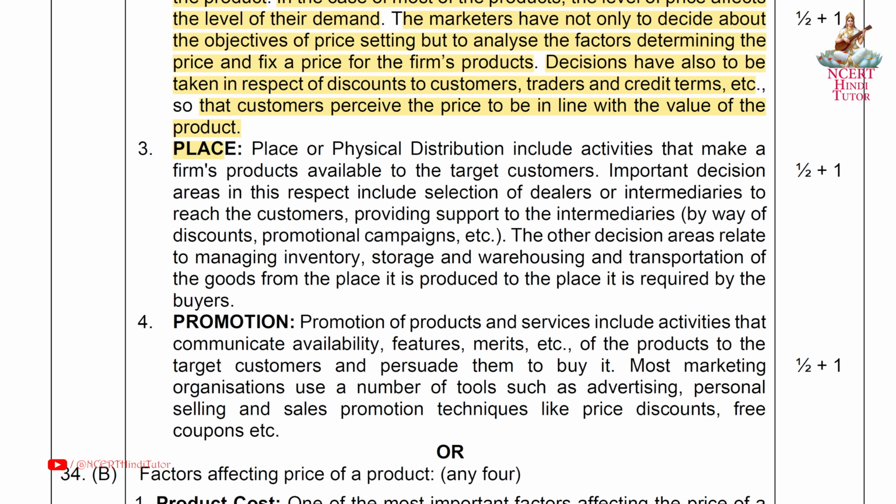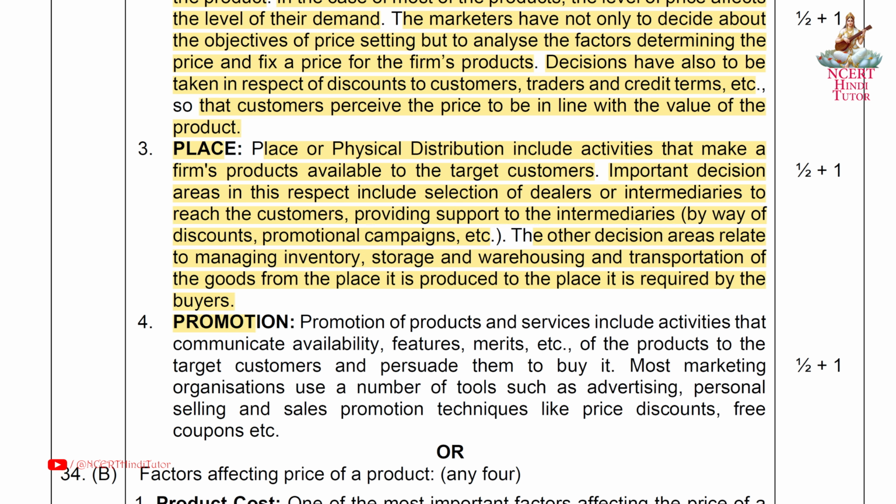Third, place. Place or physical distribution include activities that make a firm's products available to the target customers. Important decision areas in this respect include selection of dealers or intermediaries to reach the customers, providing support to the intermediaries by way of discounts, promotional campaigns, etc. The other decision areas relate to managing inventory, storage and warehousing and transportation of the goods from the place it is produced to the place it is required by the buyers.